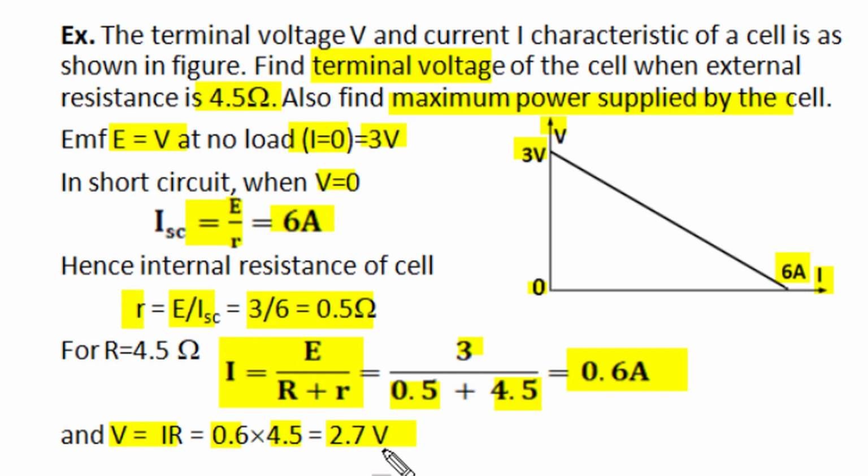This 2.7 volt can also be obtained as follows. IR drop with 0.6 ampere current in 0.5 ohm internal resistance is 0.3 volt, and EMF is 3 volt. So when IR drop 0.3 volt is subtracted from EMF 3 volt, we get terminal voltage E minus IR equal to 2.7 volt.